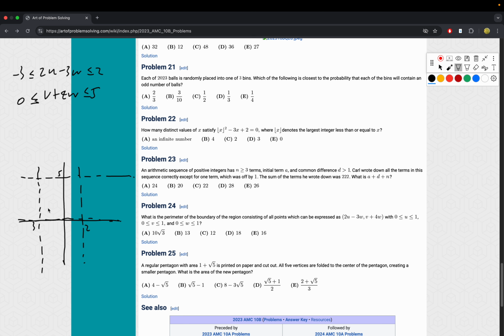So all the points lie within here. But that's not what the problem maker wants. The problem maker wants a smaller boundary. Okay, so first things first, we know that u, v, and w are independent, but x and y are not independent. They're dependent because they both include w. No, I won't say x and y are entirely dependent on each other, but I just want to say that they share w.